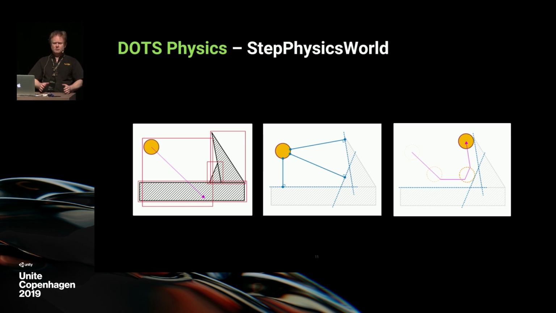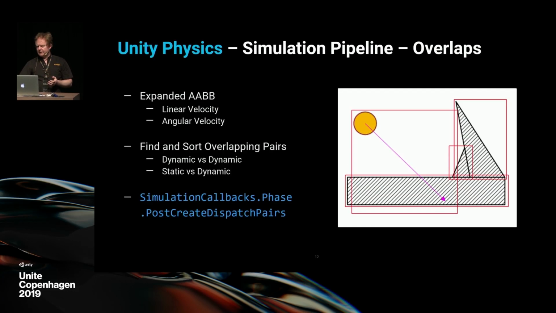So if we take the data to one side, it's going to be common data that's entering the step physics world. Unity Physics and Havok Physics are both speculative continuous collision detection implementations. So that means that at the first step, when we're dealing with the broad phase overlaps, we're expanding the AABB of a dynamic body by the velocity that that body is moving at. And we're using both the linear and the angular velocity to make that expanded shape.